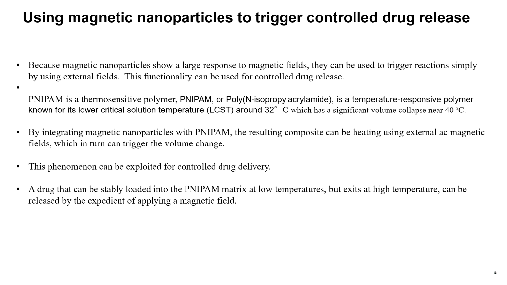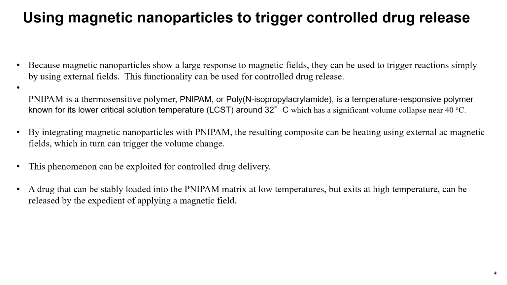polyacrylamide, a temperature responsive polymer whose critical solution temperature is 32 degrees centigrade, which has a significant volume collapse near 40 degrees centigrade. So now you are combining the properties of the polymer and the properties of magnetic hyperthermia and getting the drug released from the polymeric nanoparticles, magnetic nanoparticles, and that is where this PNIPAM is utilized, and we'll see more about this in the dendrimers class.